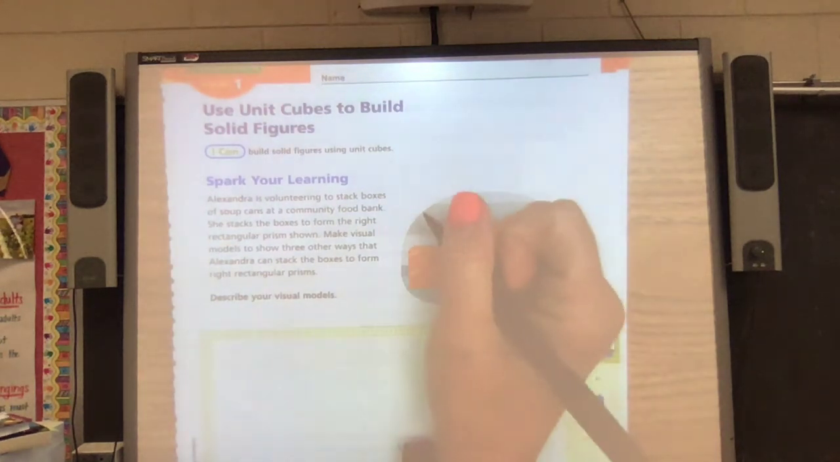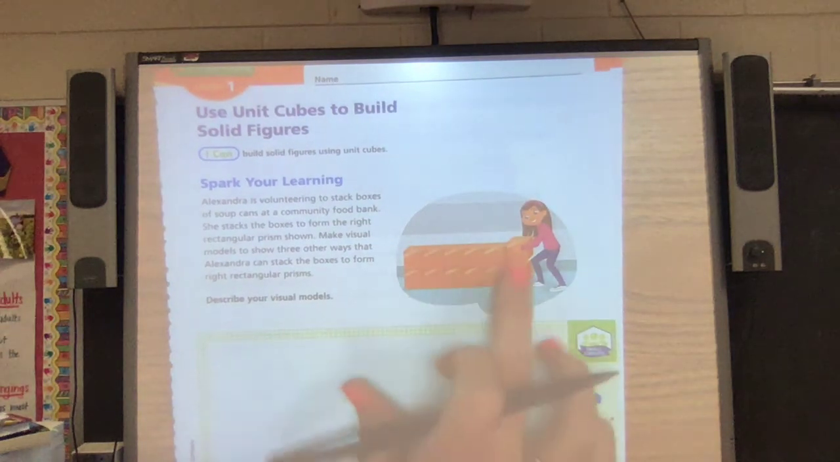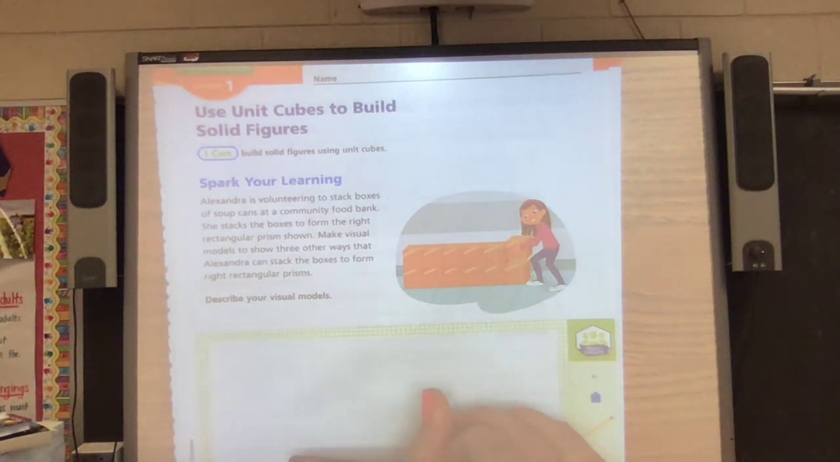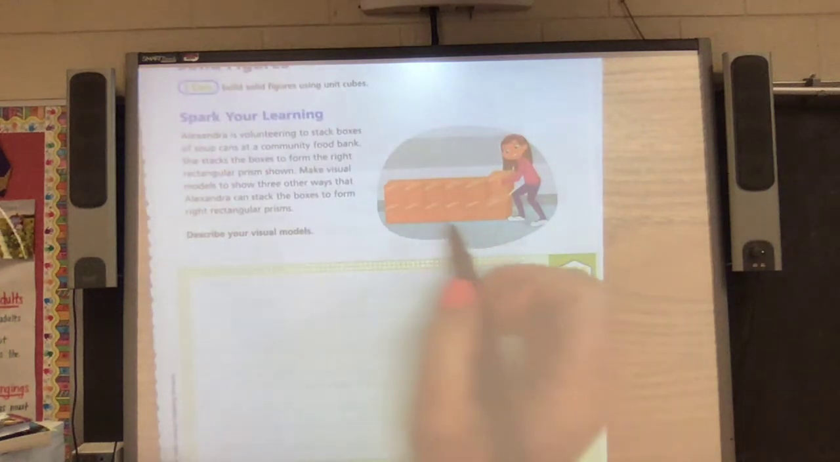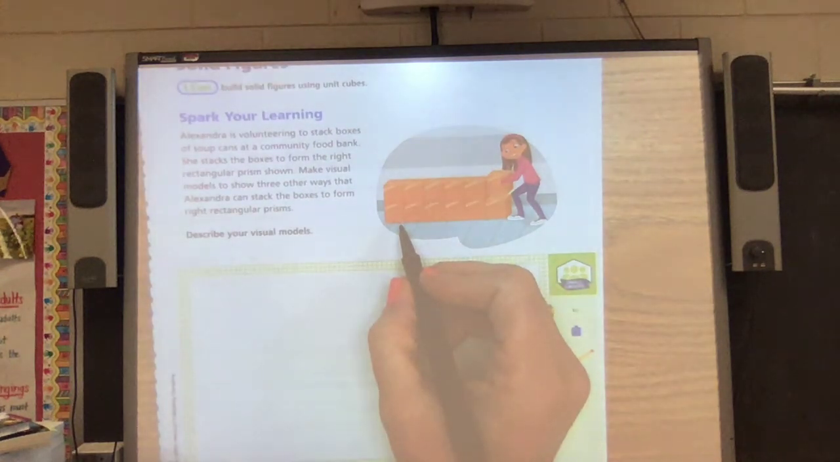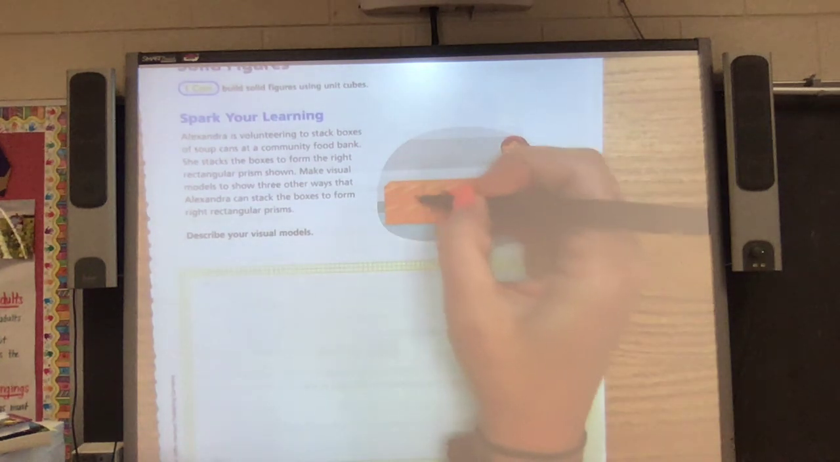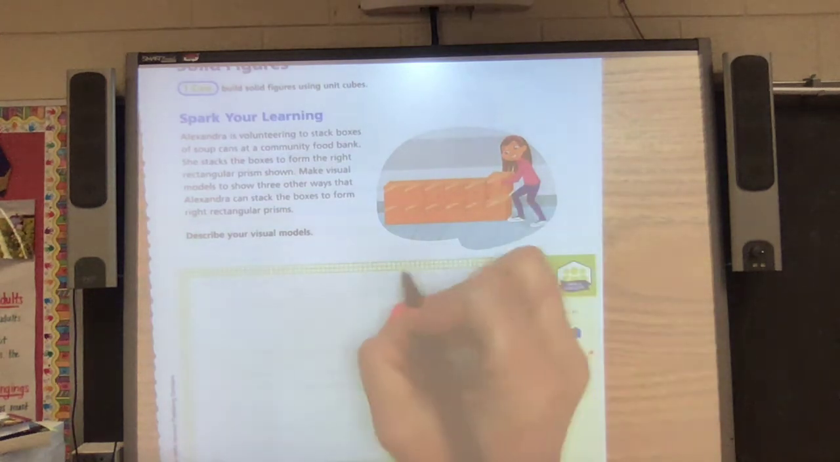She stacks the boxes to form the right rectangular prism shown, so we see it right here. Make visual models to show 3 other ways she could do that. So this is something I love to do. So first, let's see what she's got here. She has 1, 2, 3, 4, 5, 6, 7, 8, 9, 10, 11, 12 boxes.